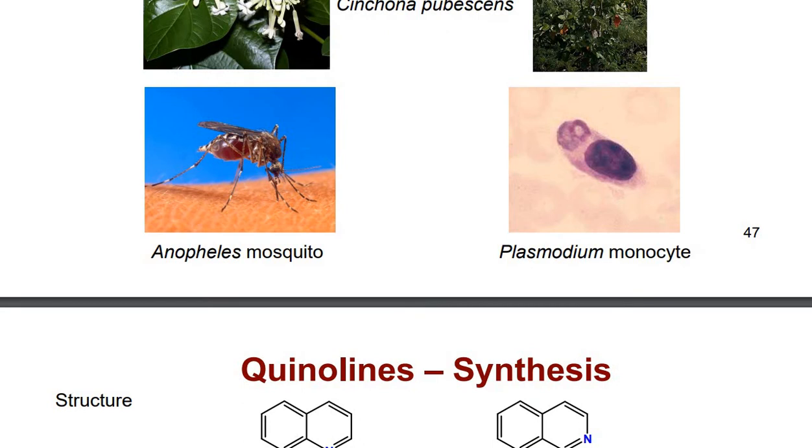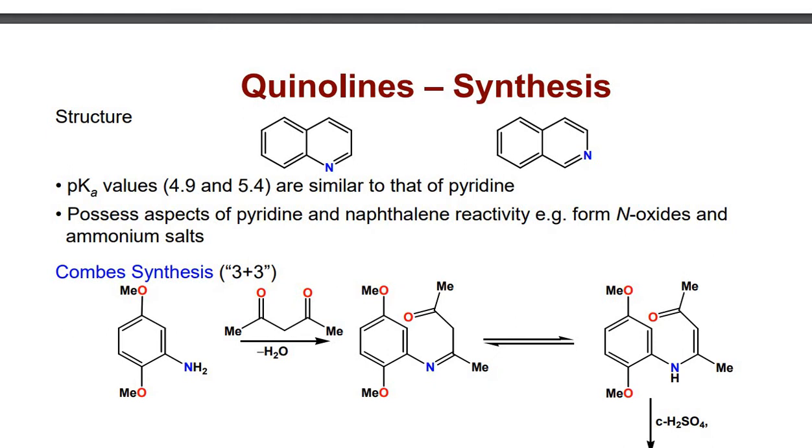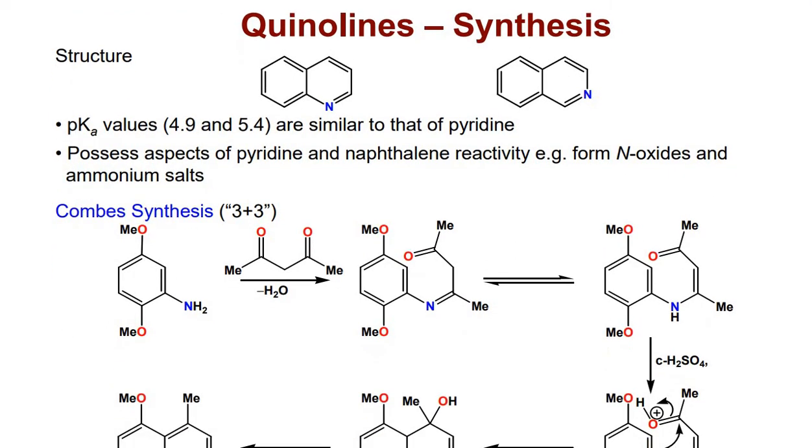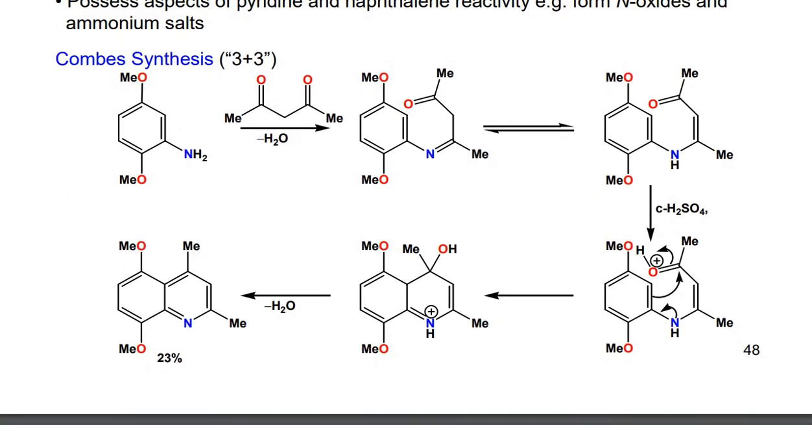You can see the Anopheles mosquito, Plasmodium life cycle. Now, quinoline synthesis. The structure of quinoline is similar to that of pyridine. It possesses aspects of pyridine and naphthalene reactivity. Example: N-oxide and ammonium salt. Combes synthesis in many steps.